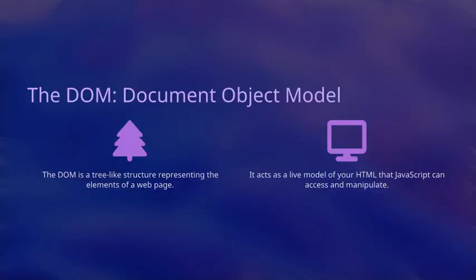The DOM, Document Object Model, is a tree-like structure that represents elements of a web page. It acts as a live model of HTML, allowing JavaScript to access and manipulate the structure dynamically.